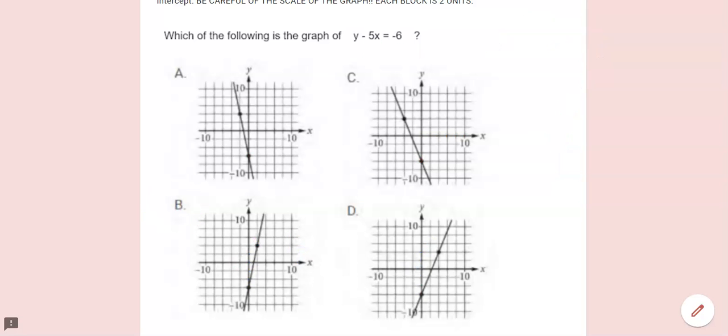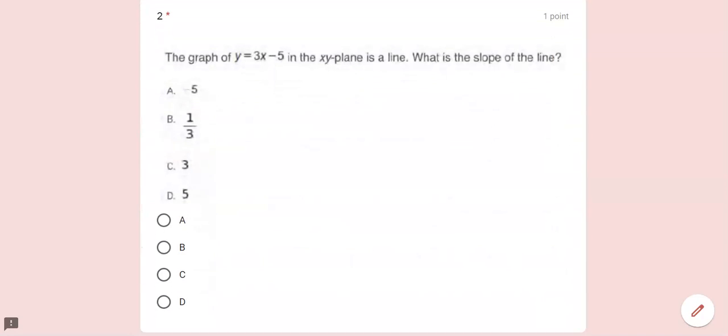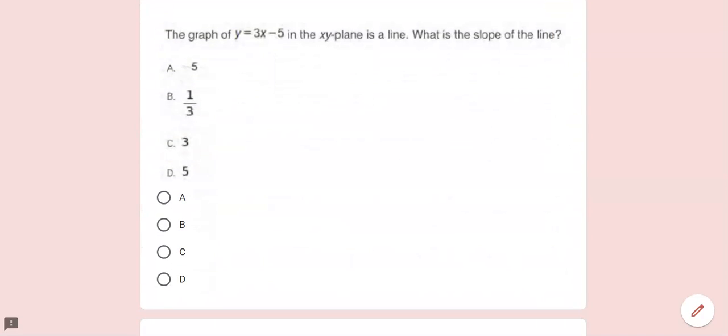All right, let's keep on going. Moving on down. Number 2 should be a pretty easy one, slope-intercept form. y equals 3x minus 5. What is the slope of the line? Well, it's just whatever's in front of the x. So the correct answer here is C. Moving right along.